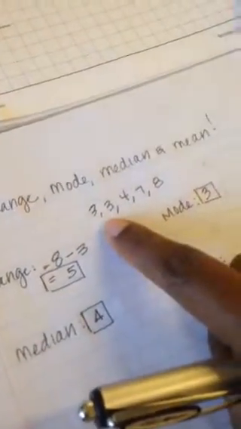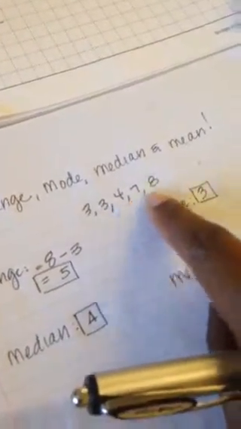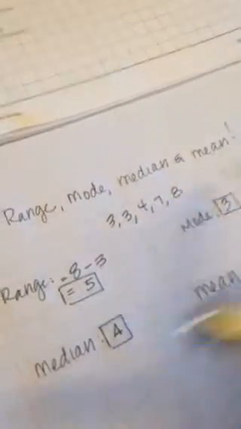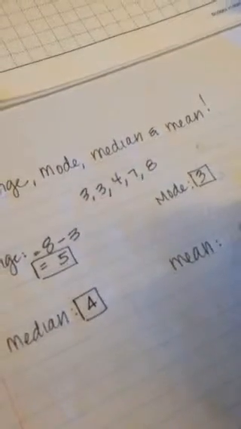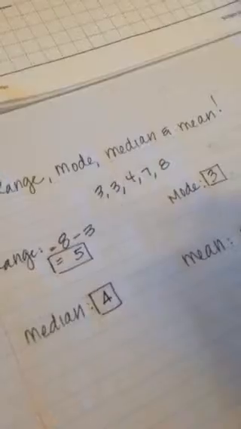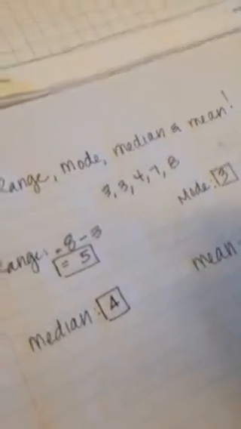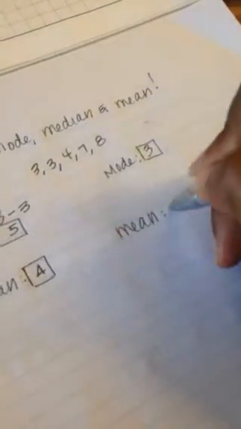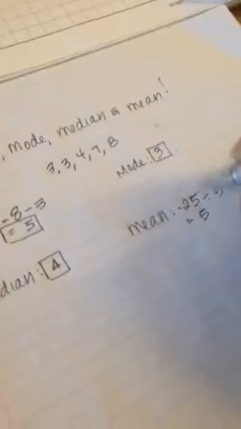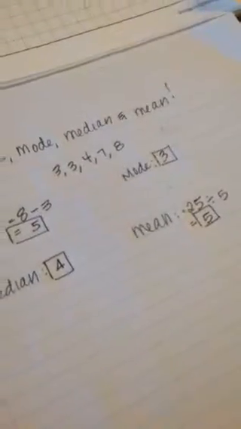So in looking at this, I know 3 and 3 is 6. I know 7 and 8 is 15. So then I know that's 25. So 3, 3, 4, 7, and 8 should equal 25. Then I'm going to take that 25 and divide it by 5 because there are 5 numbers in my set, which gives me 5 because I know my multiplication facts. Yes, I do. And 5 is my mean or my average.